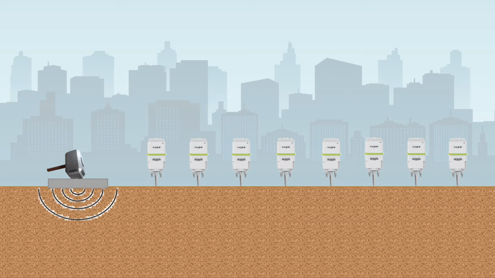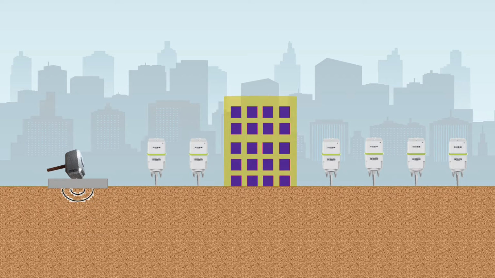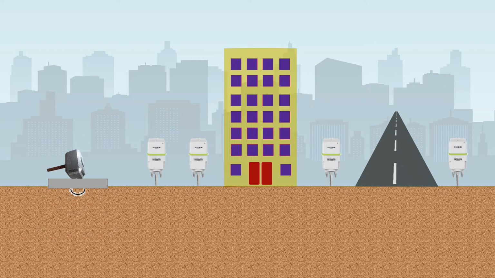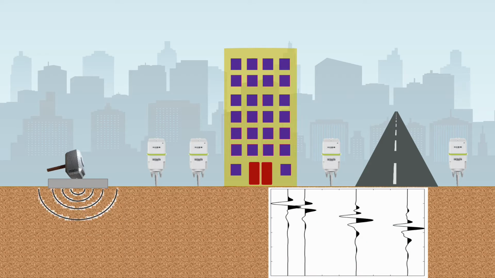However, sometimes obstacles or physically inaccessible areas like buildings or roads make regular sensor deployment infeasible, creating large gaps in the acquired data. Also, the high cost of these sensors may limit the receiver spread length while following the regular spatial sampling design. The effect of these missing traces on data processing and interpretation is huge.